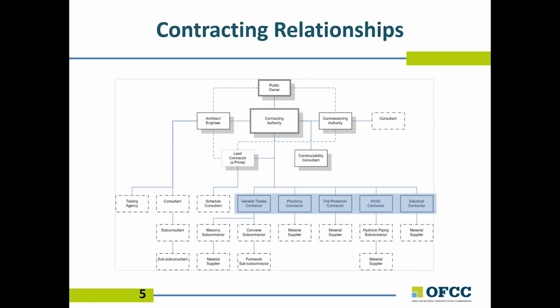I will now describe the contractual framework of multiple prime. In this diagram, each box represents a different party. The lines drawn between them illustrate the legal contracts that are between the various parties involved in a project. At the top, the public owner, which may also fulfill the role of contracting authority, has a direct contract with the architect engineer, a commissioning agent when applicable, and with each of the prime contractors representing a different building trade involved with the project. The prime contractors are shown in the blue shaded area of the chart. Extending from those direct contracted entities are the subconsultants and subcontractors.